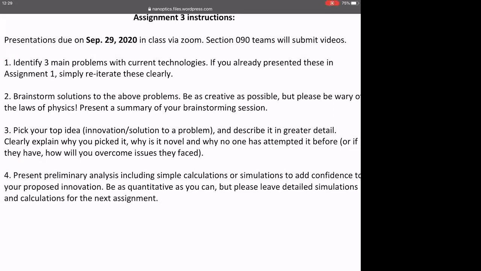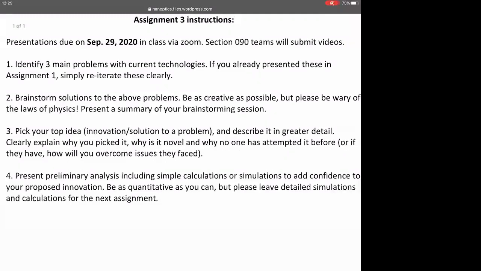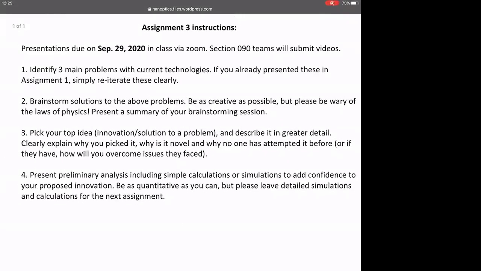I know there will be lots of questions, but just get started early, because we're about 2.5 weeks away from this. And finally, present a preliminary analysis, including some simple calculations by hand, computer, whatever, or even simulations if you want, to add confidence to your proposed innovation. Be as quantitative as you can, but you can leave the detailed simulations and calculations for the next assignment. So this is kind of like laying the foundation, let's call it. Okay? Any questions about this?